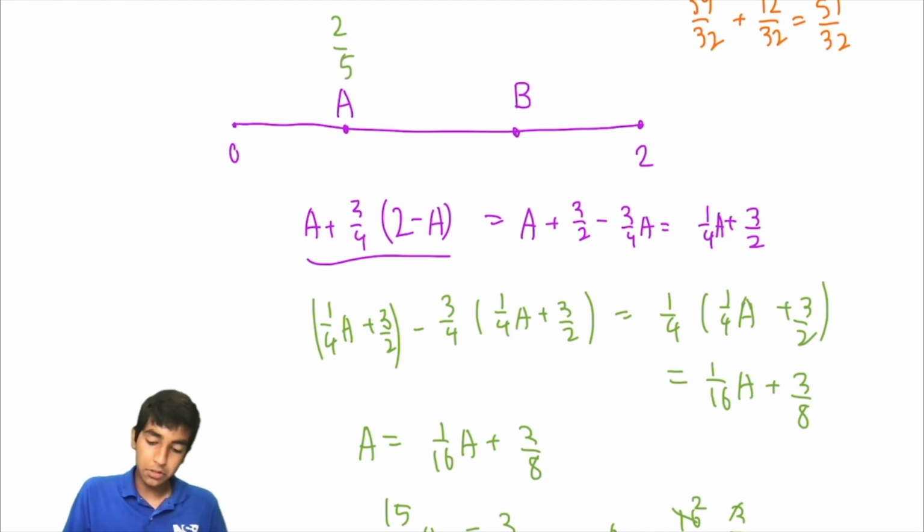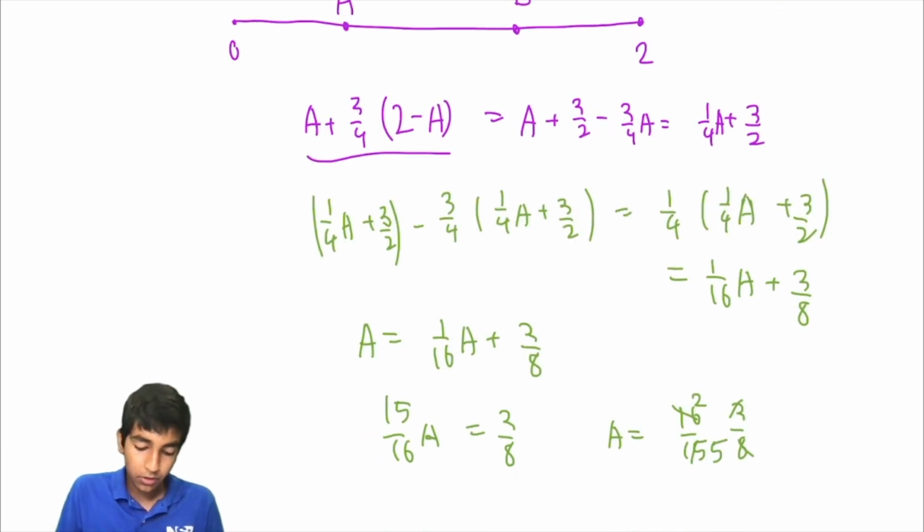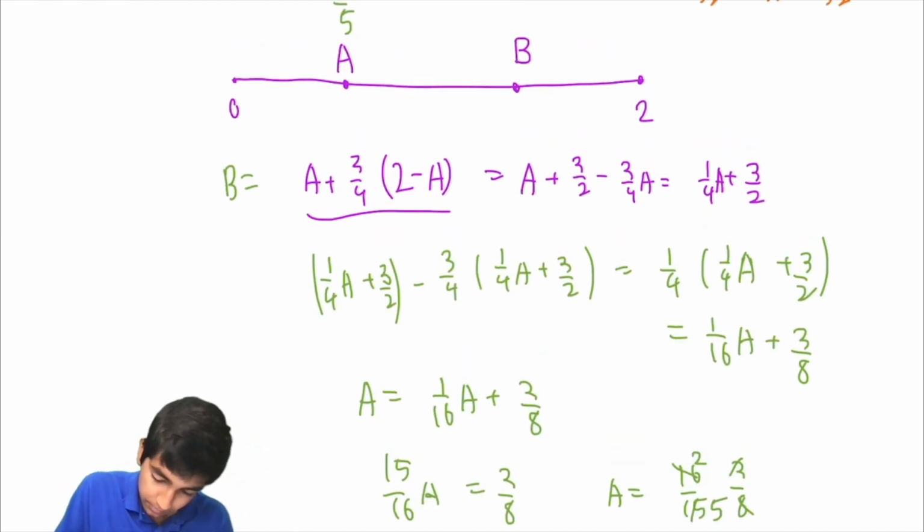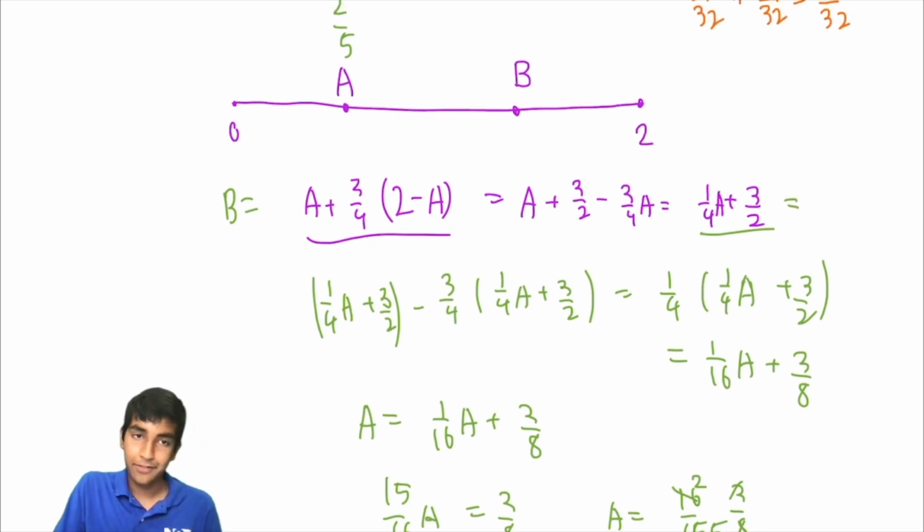So now what is B equal to? Well, if A equals 2/5, remember, this is the point B. So we plug that in: 1/4 times 2/5. What is that? That's 2/20, 1/10, plus 3/2. That's 16/10, which simplifies to 8/5.